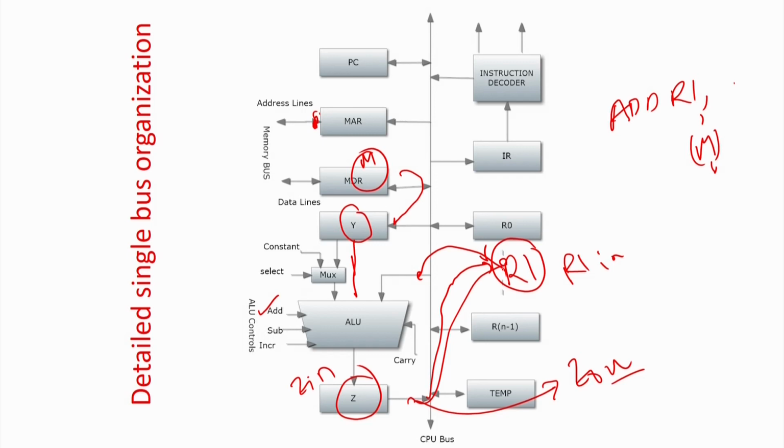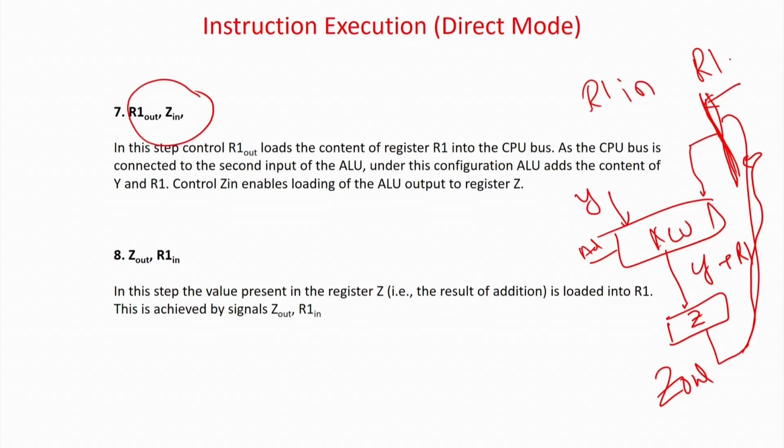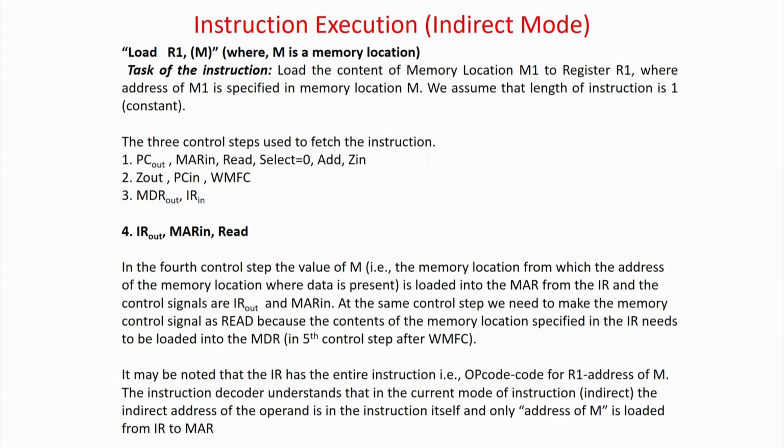So, Z out equal to 1 and R1 in equal to 1 will dump the value of Y, that is actually the content of M plus content of R1, into R1 itself. So, that is the basic path. So, this is what has been explained. Now, we will go to another mode which is more complex in nature, which is the indirect mode.